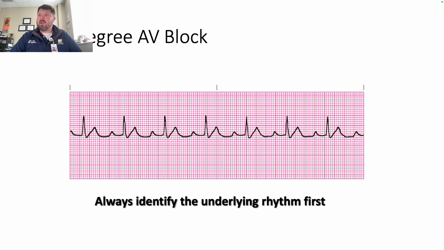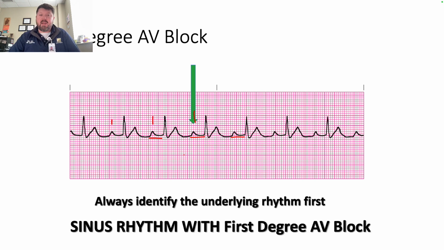So here is an example of a first degree AV block. So my rate is 70 beats per minute. It is regular. My P waves, they are present and upright and similar in appearance. And my PR interval, so it is greater than 0.20 seconds. But if I were to measure every PR interval on this strip, they would all be the same amount, 0.24 seconds. This is a sinus rhythm with a first degree AV block.